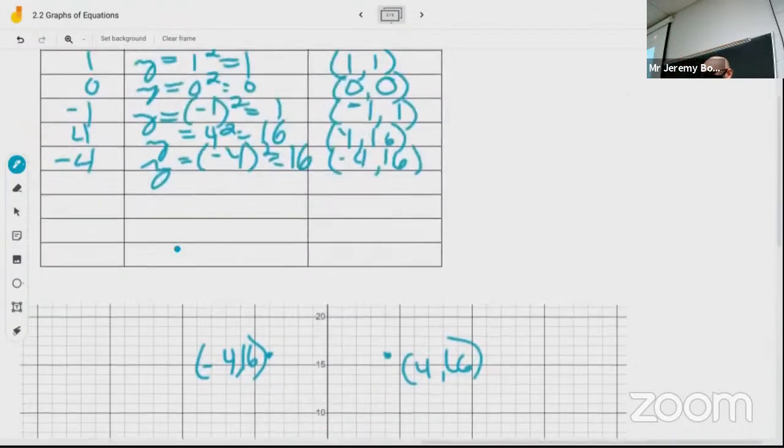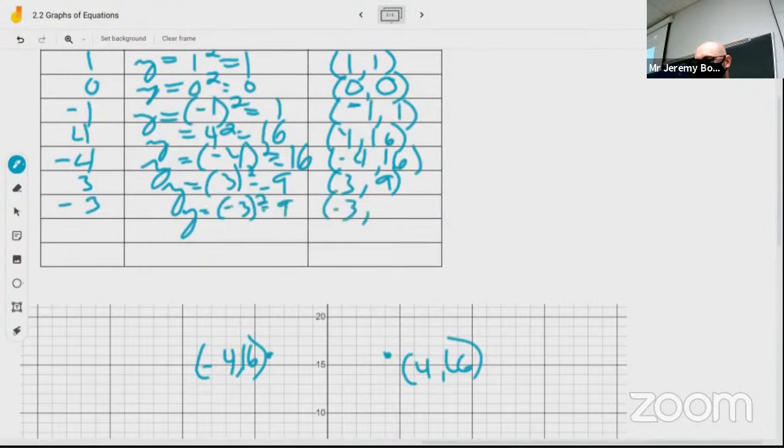So let's say we do 3 and -3. So y is equal to 3 squared, which should be 9. So we'll have a point 3, comma 9. And y is equal to -3 squared, get the negative, which is also going to be 9. So -3, comma 9.